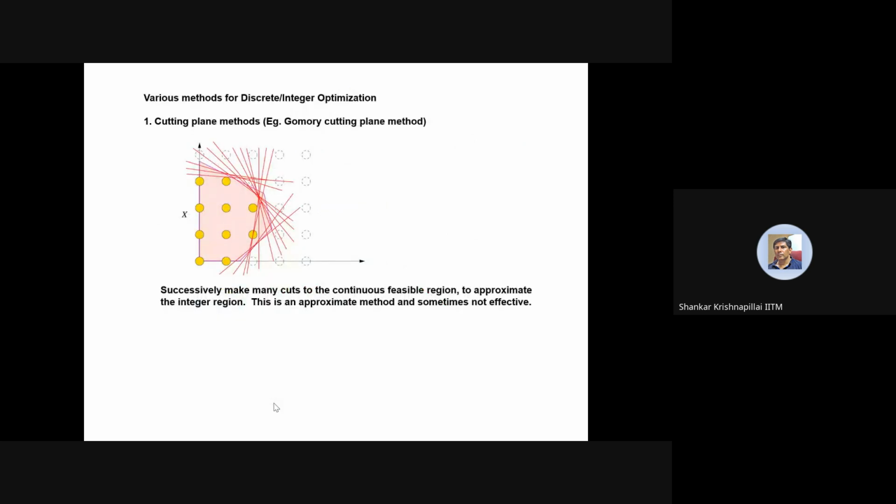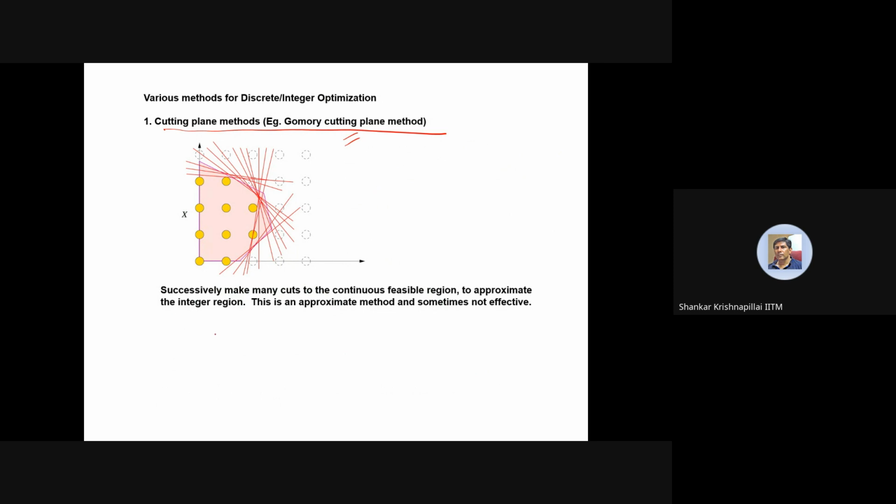Okay, various methods for discrete integer optimization. One is called cutting plane methods. Example is Gomory cutting plane method. So this is highly complicated. We are not going to look at this. So this is also highly approximate.